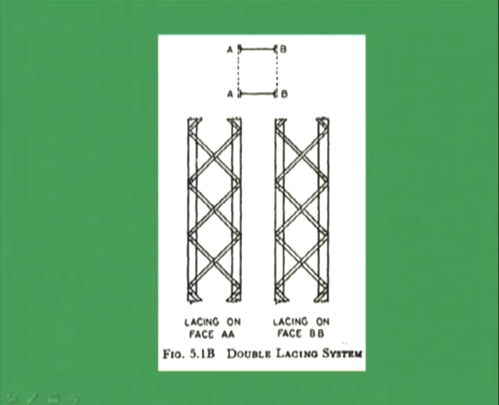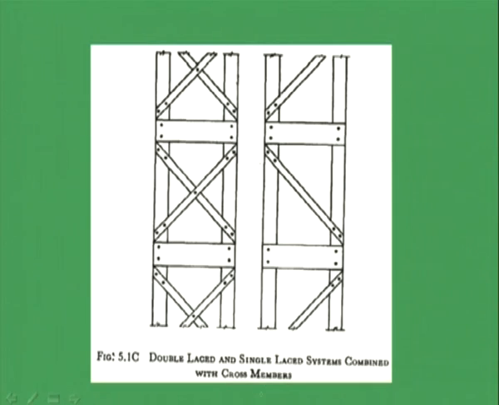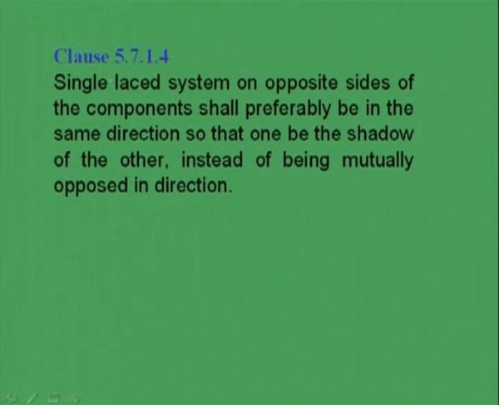That means, in case of a double lacing system, the face of AA should look like this and the face of BB should be like this, and the cross member when we are going to use it should be like this. So, when a cross member is required and double laced and single laced systems are combined with a cross member, it should look like this.